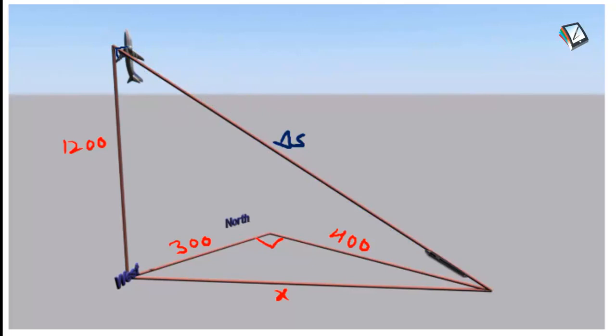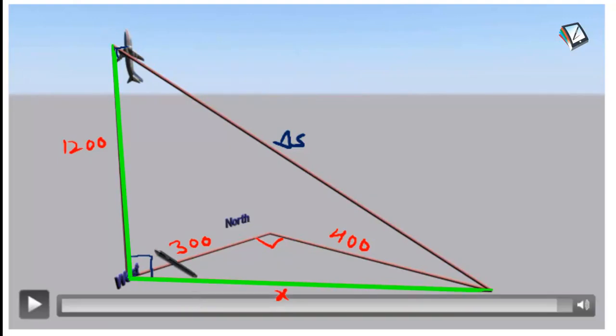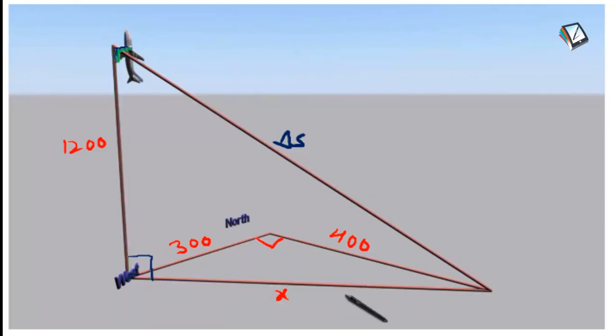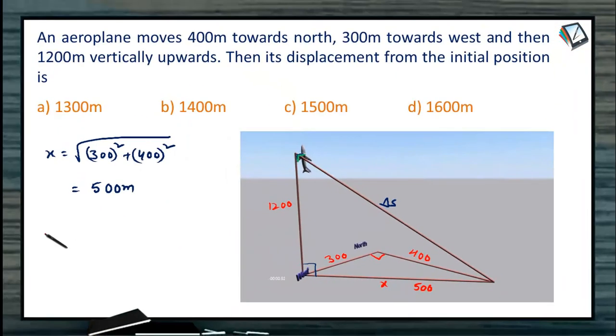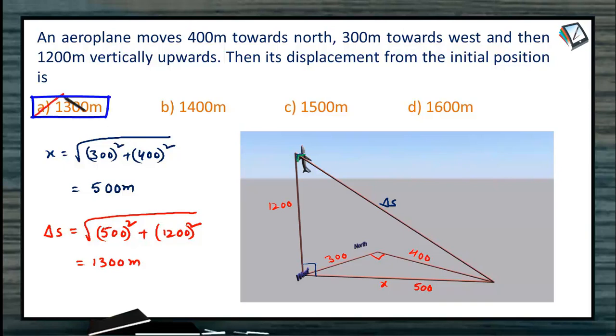Now we have to treat this right angle triangle. Here you can see that this vertical line and this line on the horizontal plane, both of these lines are 90 degree to each other. So this distance is 500 meter and here it is 1200 meters. So delta S becomes under root of 500 whole square plus 1200 whole square. So its value is 1300 meter. So 1300 meter will be the displacement of this aeroplane.